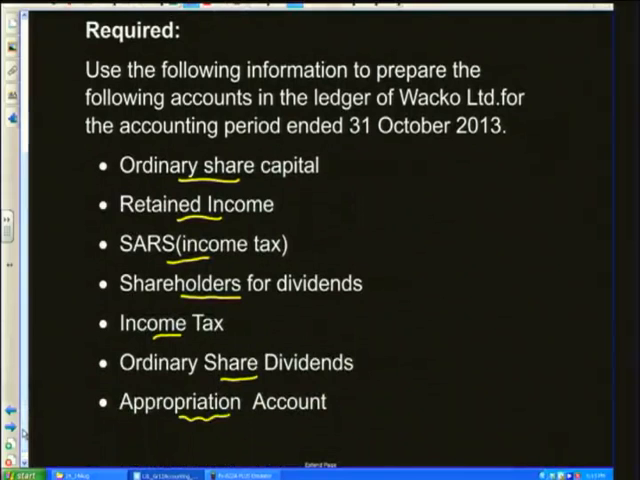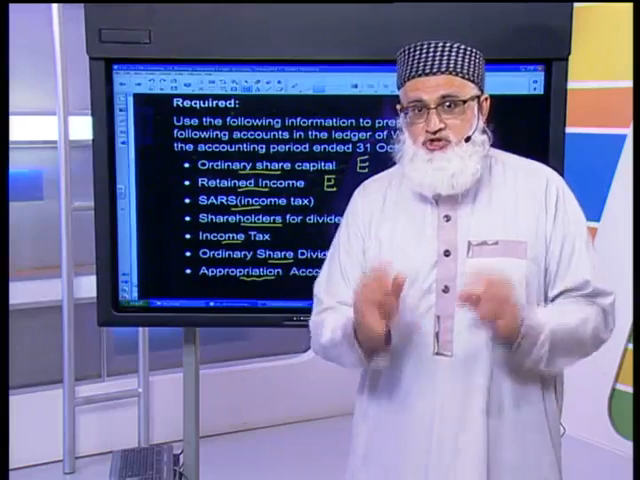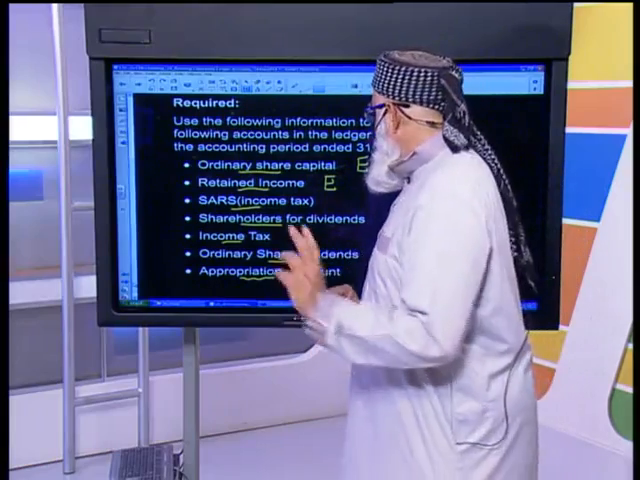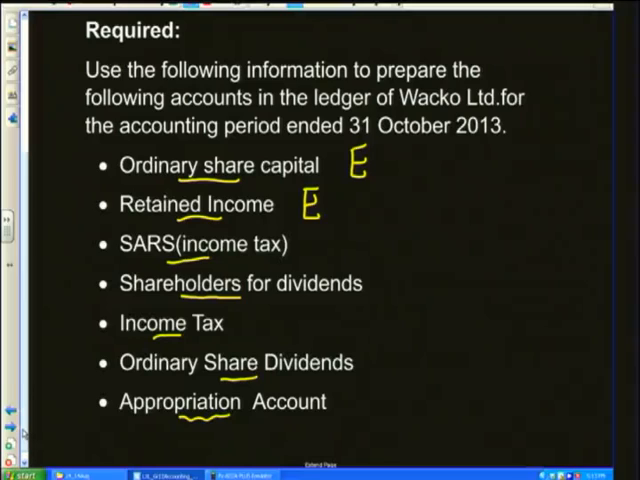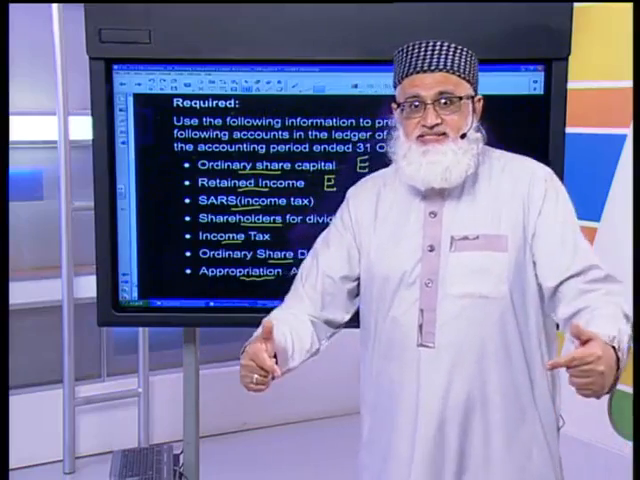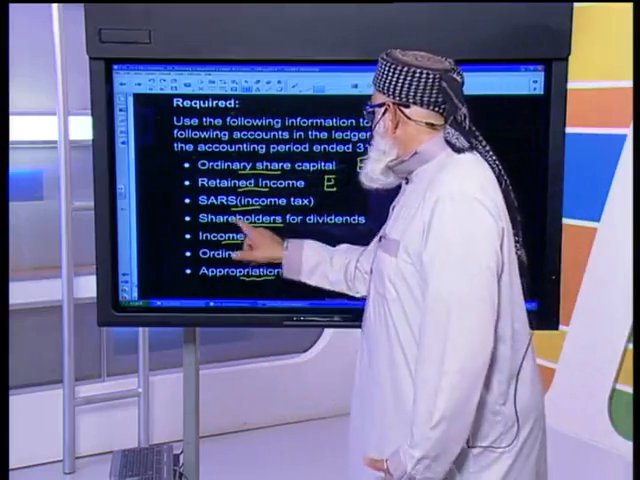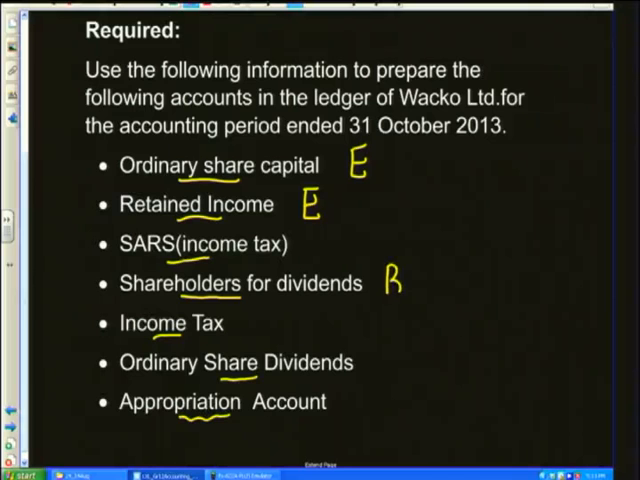So therefore, my ordinary share capital is an equity account, right? My retained income is an equity account. I'm laying the foundation for you to remember these accounts so that when we get into the accounts, you know exactly how to deal with them. Then shareholders for dividends, SARS income tax. We're not going to comment on that one. Why not? Because it depends on the balance. Right, shareholders for dividends, we know. Balance sheet account, also we know it's a liability.